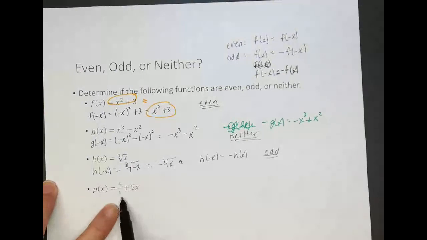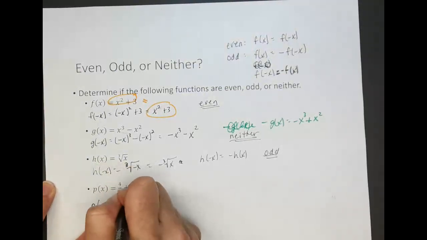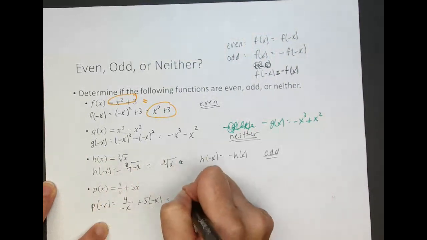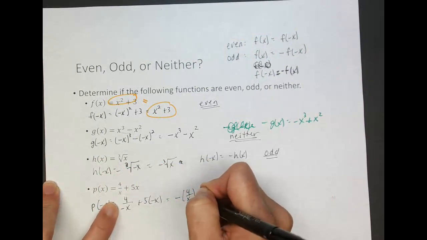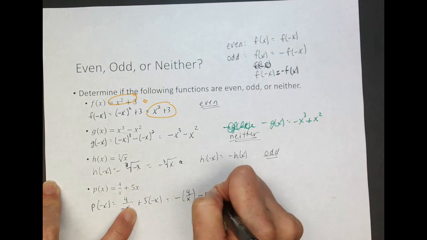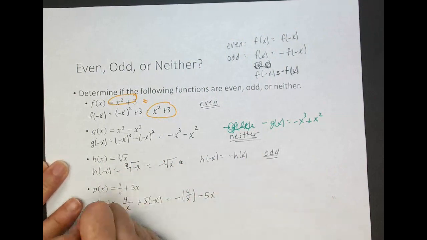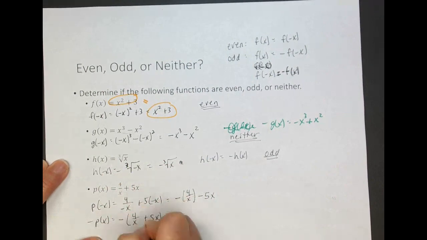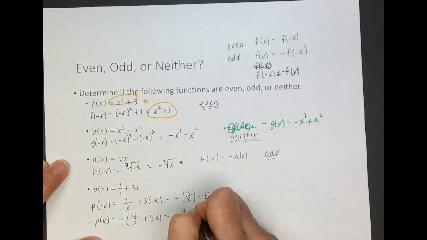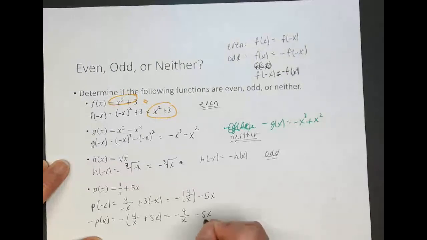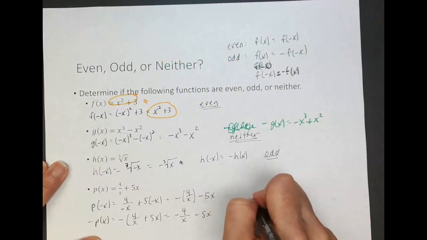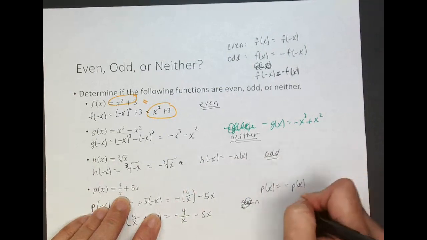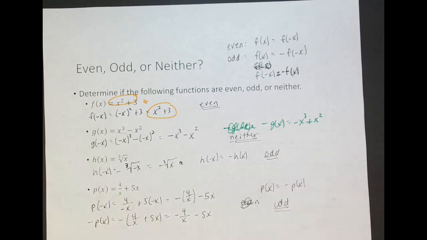One more. P of x, 4 over x plus 5x. Let's see what p of negative x is. 4 over negative x plus 5 times negative x. Let's simplify that a little bit. We could call that negative of 4 over x, right, if I pull that negative out, and then plus 5 times negative x, we could say that's negative 5x, couldn't we? Well, what is the negative of p of x? Well, it's negative of 4 over x plus 5x. When I distribute that negative sign, it's negative 4 over x minus 5x. Look, they're the same. So this one, I would have to say, is an even function. Oh, no, not the same. They're the negative. Here, we're saying p of negative x equals negative p of x. So this, again, is an odd function. Okay, odd function.